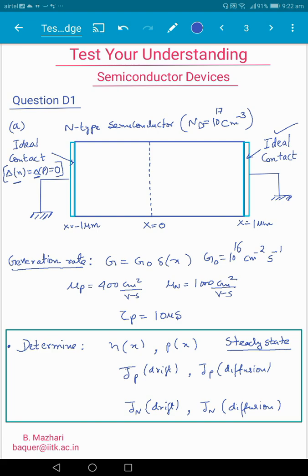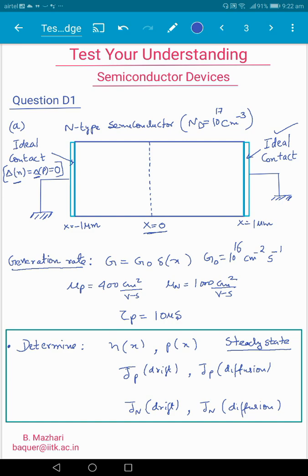And the semiconductor is silicon with hole mobility of around 400, electron mobility of 1000, and a hole recombination lifetime of 10 microsecond. The length of the n-type semiconductor is 2 micron, and the generation occurs right in the middle here. And so that's the problem. So n-type semiconductor with a narrow generation right in the middle, and no voltage is applied to it. And what you have to do is determine all these quantities here.